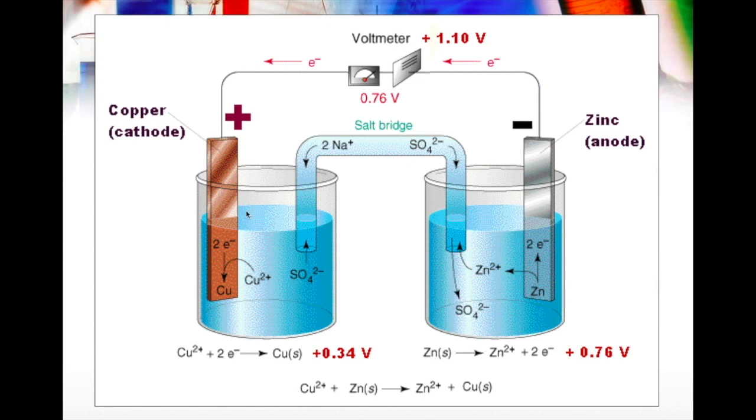Moving on, an example of a cell. Again, let's analyze what's happening in this cell. Copper is matched against zinc.